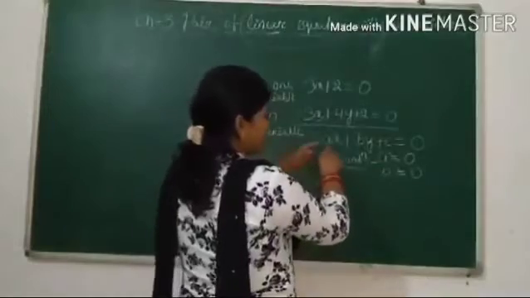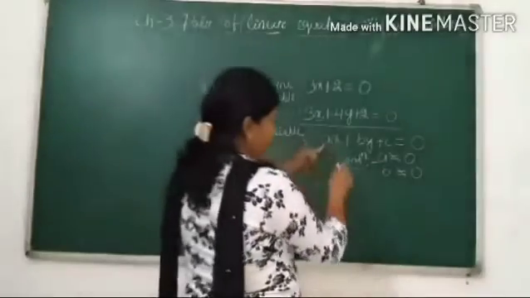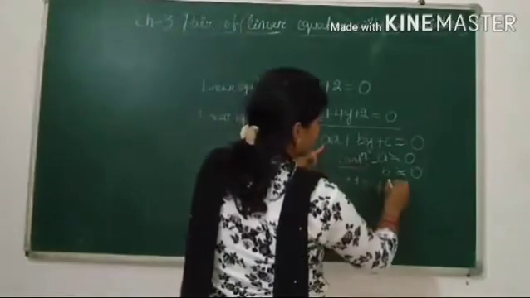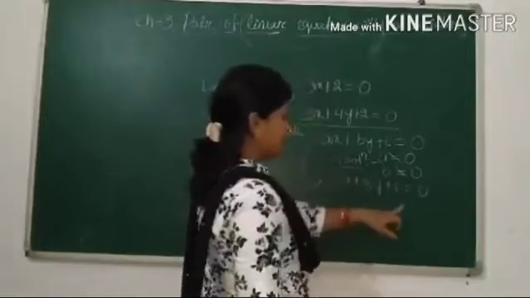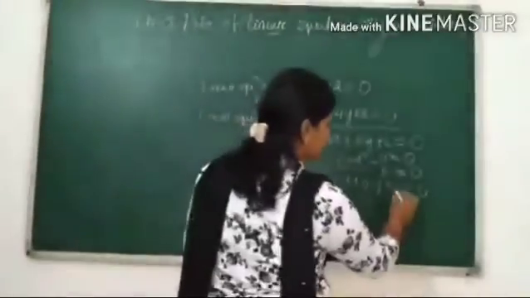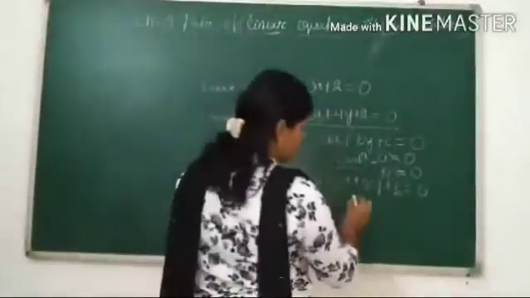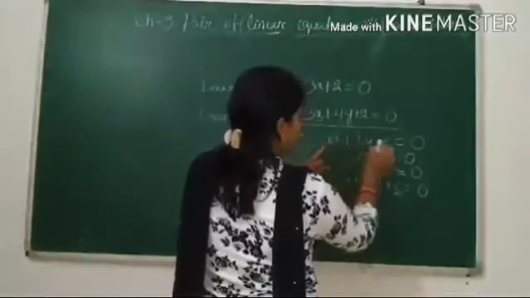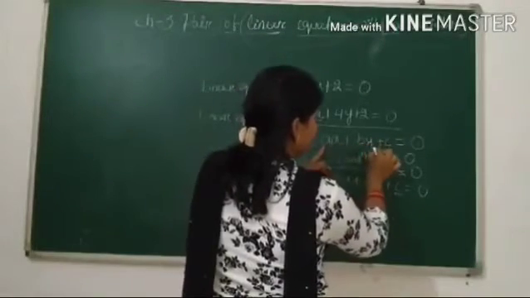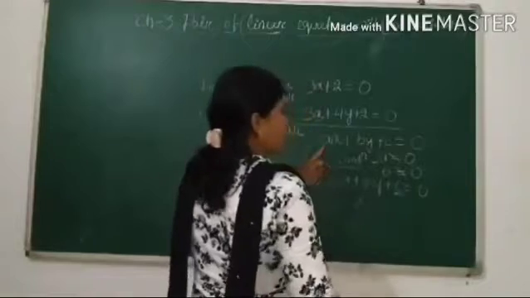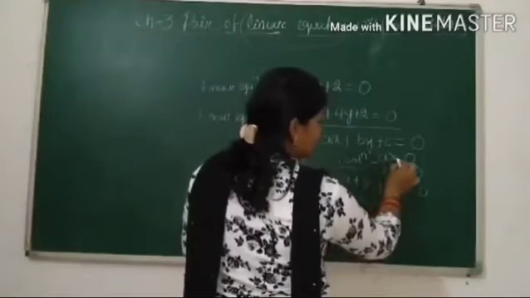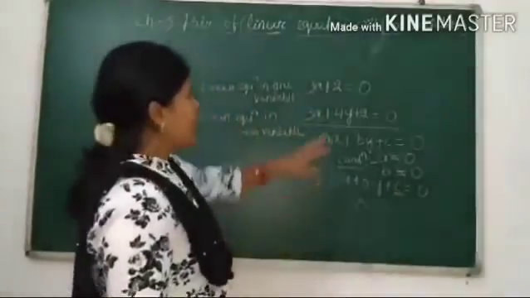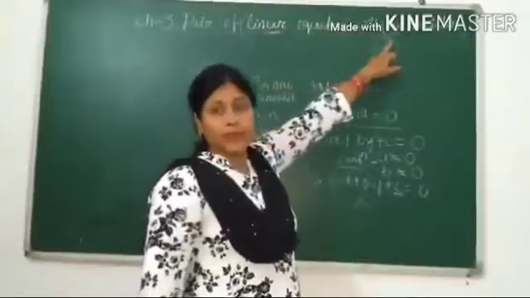Suppose I put 0 in place of a and b. Then I will get c is equal to 0. C is a constant, so it is not a linear equation. So this is the general form of a linear equation: ax plus by plus c is equal to 0, and your condition is a should not be equal to 0, b should not be equal to 0. Okay, understood? Linear equation with two variables.